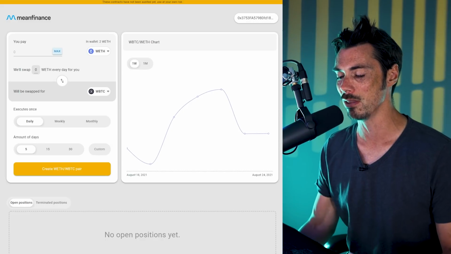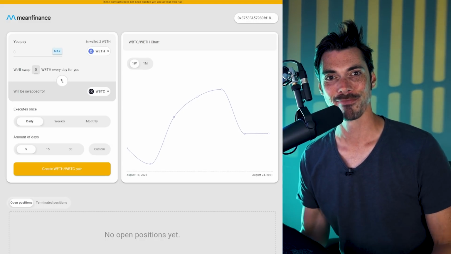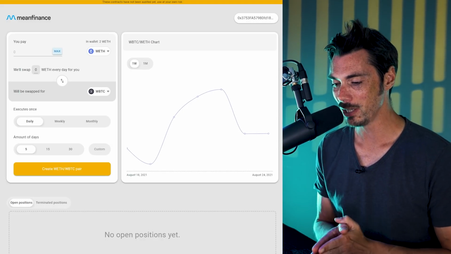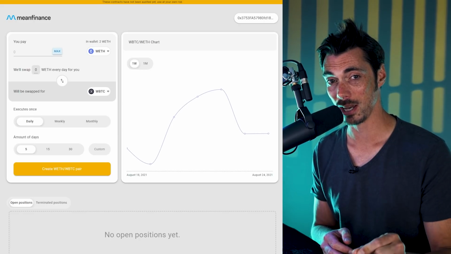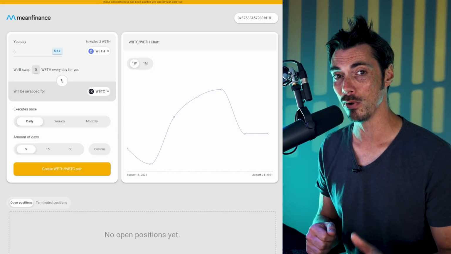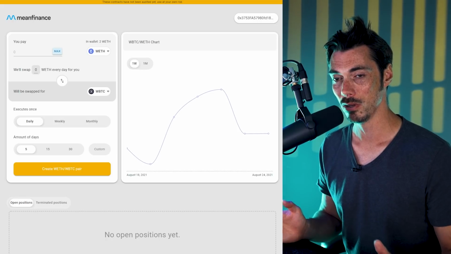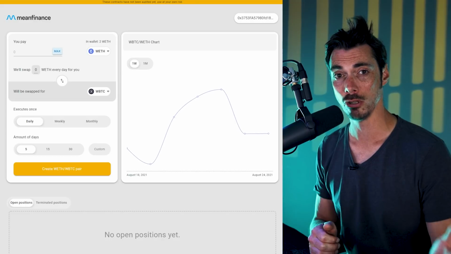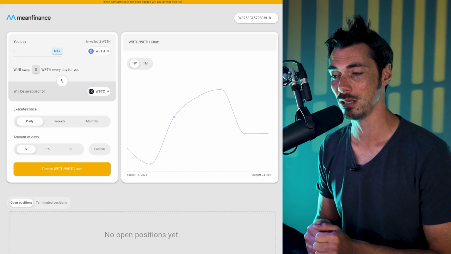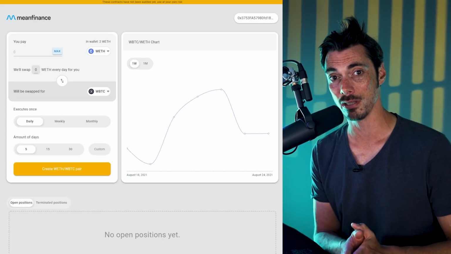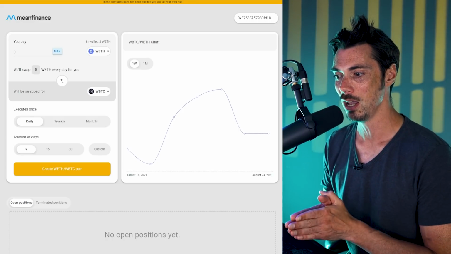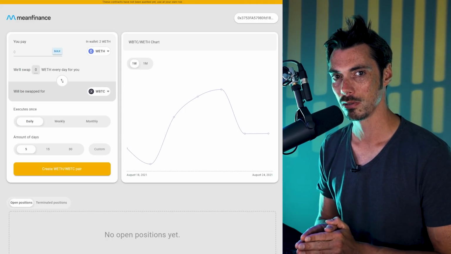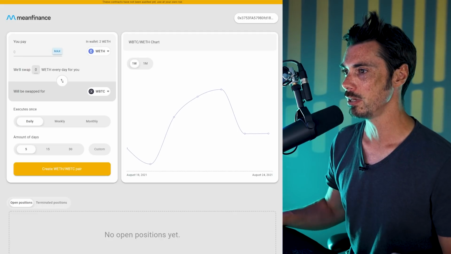Now, what's so powerful about this is you don't pay gas. So what happens is you interact with the protocol, which is a transaction, and you will pay gas at that point. But all the swaps that happen over the course of your position, you don't pay gas on. What you do pay is a fee, which is 0.6%. And that fee is split between the protocol itself and the people who actually execute the swaps. Follow so far?